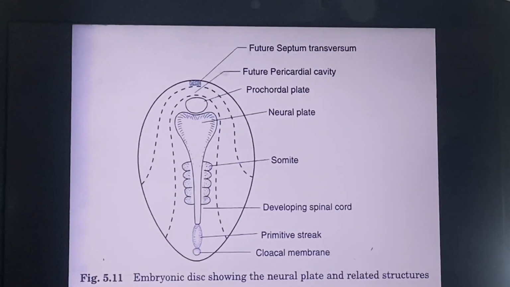As we see this section, you can see the neural plate and related structures. Starting from the cranial side, this is the future septum transversum. This is the future pericardial cavity. This is the procaudal plate. This is the neural plate, and these are the somites. Our concern is about this region only in the development of the cardiovascular system.